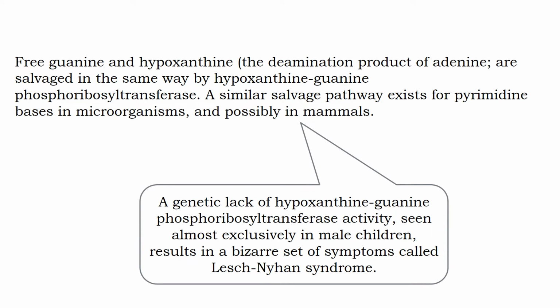Next, this free guanine and hypoxanthine, the degradation products of adenine, are salvaged in the same way by hypoxanthine guanine phosphoribosyl transferase. A similar pathway also exists for pyrimidine bases in microorganisms and possibly in some mammals. A genetic lack of this HGPRT activity is seen almost exclusively in male children and results in a bizarre set of symptoms called Lesch-Nyhan syndrome. So if there is a lack of this HGPRT enzyme in male children, it leads to a set of symptoms which are called Lesch-Nyhan syndrome.